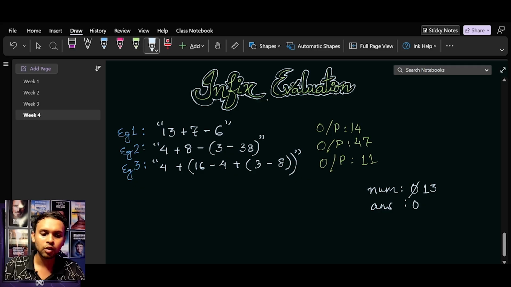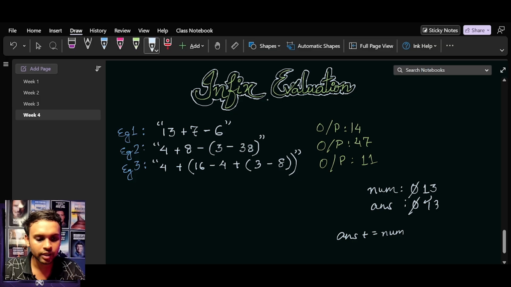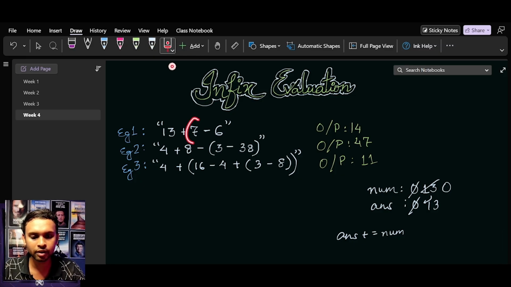After that, what I will do is, I will transfer this particular thing to answer. Now, how do I do this? Obviously, I will do answer plus equals num, right? So this 0 will become 13. After that, I will again reinitialize my num to 0, because obviously I need to make a fresh number which will be the second operand, right? So I will make this 0 again, and after that this num will hold the value of 7 once it iterates up till over here.